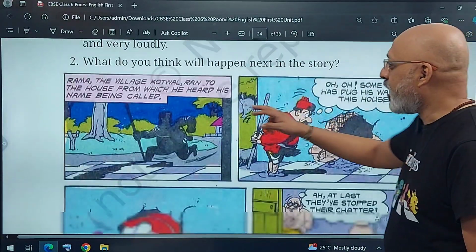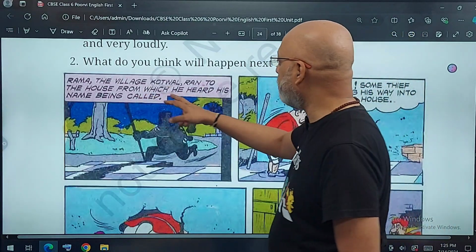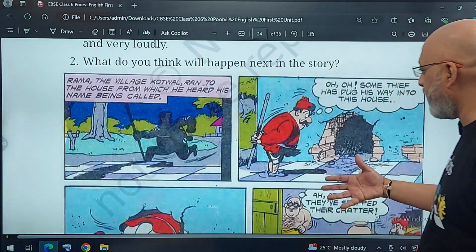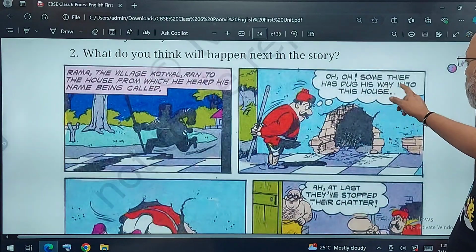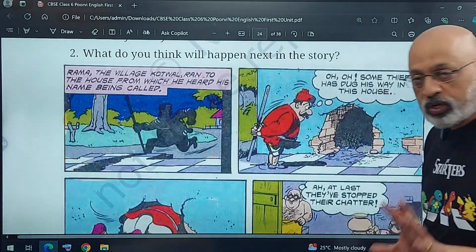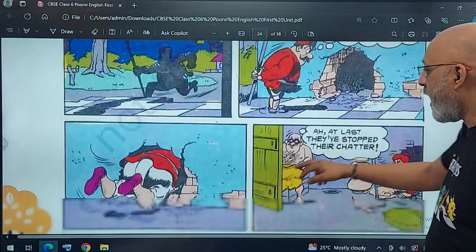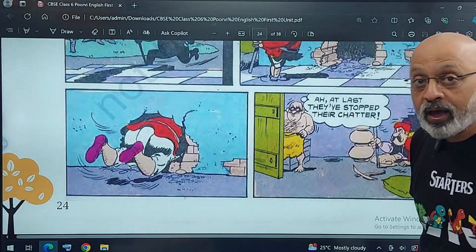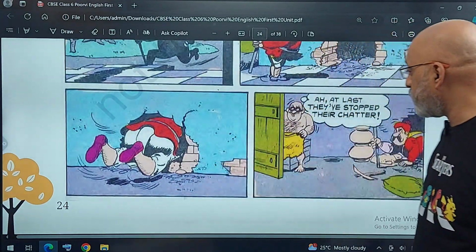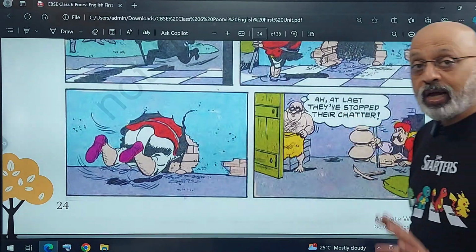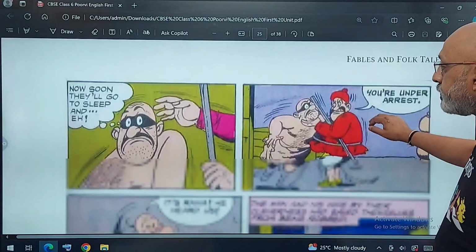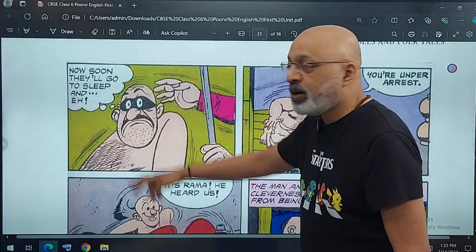That we'll know. So Rama, the village kotwal, ran to the house from which he heard his name being called. Okay, he ran. Iska shadow ki tarah dikhaya hai because there's not enough light. Oh, some thief has dug his way into this house. So he sees the hole which has been dug and he enters from there. And there he sees the thief waiting and overhearing the conversation between the husband and wife. Oh, they have stopped their chatter. उन्होंने अभी बात करना बंद कर दिया है. Now soon they will go to sleep, and now they will sleep.